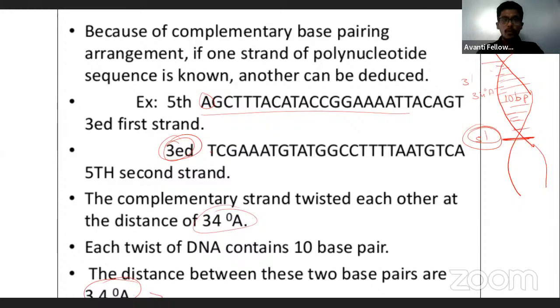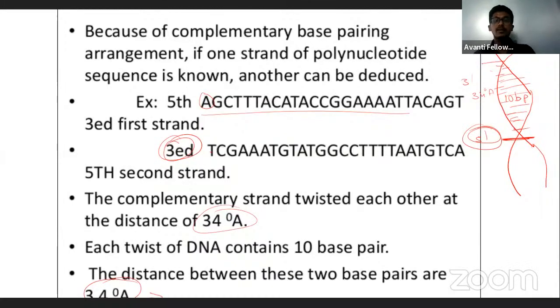We lost a lot of time. 0.34 nanometers. So each distance between each base pair is 0.34 nanometers, and the whole turn is how much? 3.4 nanometers. Correct. So this is correct. So yes, 3.4 nanometers is the whole turn, and 0.34 nanometers is the distance between each base pair.